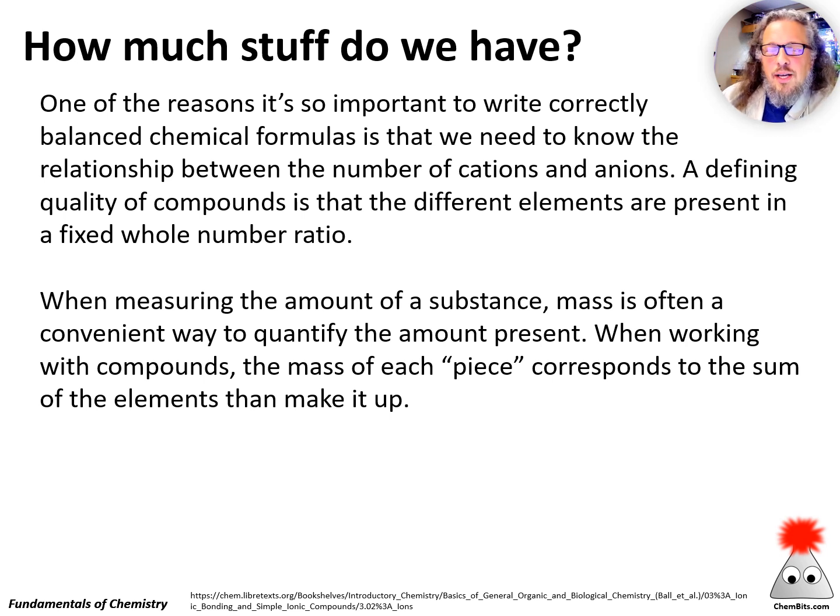When we're dealing with a compound, whether it's ionic or otherwise, one of the most important things about compounds is that it's not just some random collection of things. A compound has different elements present in a fixed whole number ratio. So in order to use that fixed whole number ratio, that's the balanced chemical formula that we're talking about. We need to figure that out, and then we can figure out a mass of that formula that'll help us quantify how much material we've got.